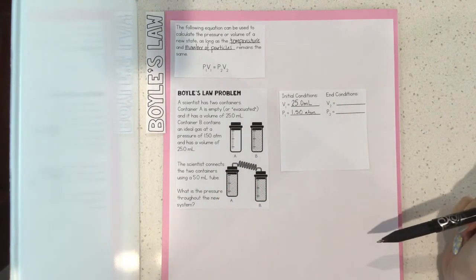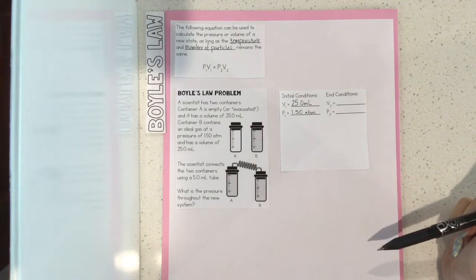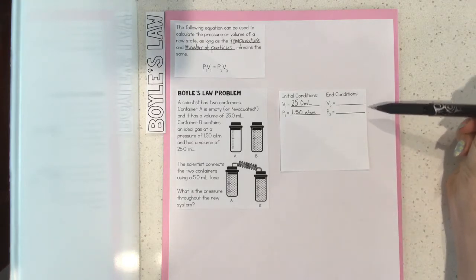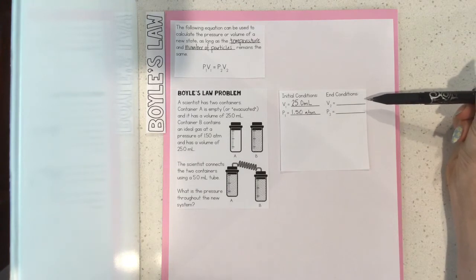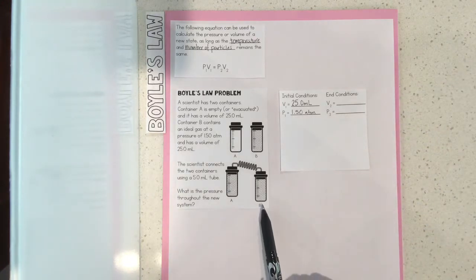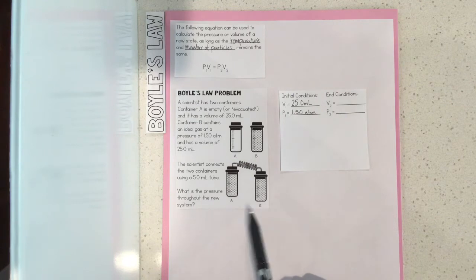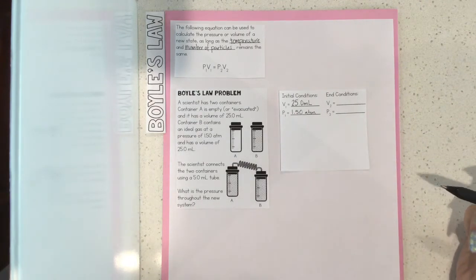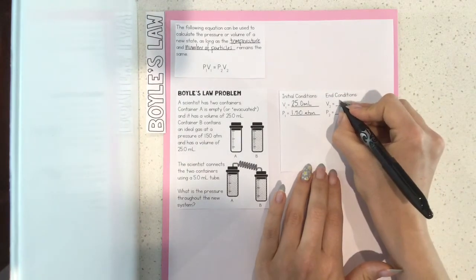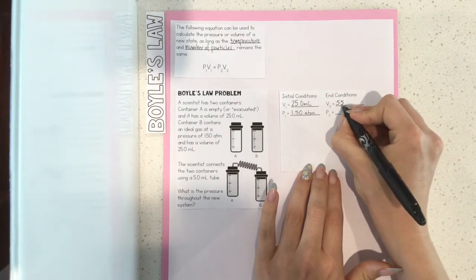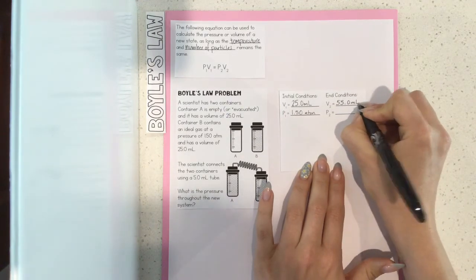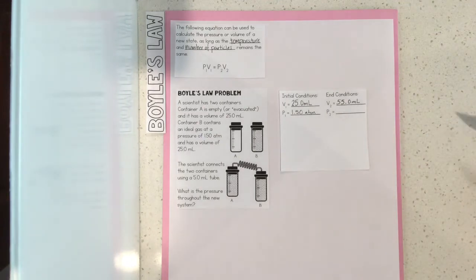The scientist then connects these 2 containers using a 5 milliliter tube. What is the pressure throughout the new system? In order to know what the new pressure is, we need the volume. The new volume means that we have to add the volume of container B, container A, and the 5 milliliters of tubing. Now that we have 3 out of 4, we can solve.